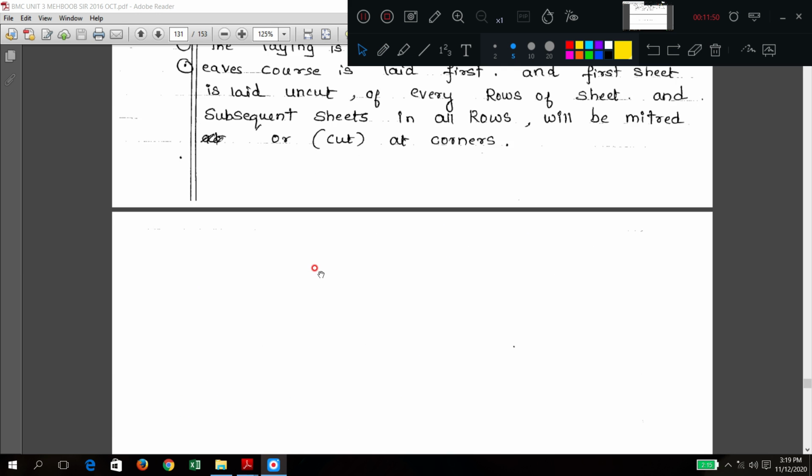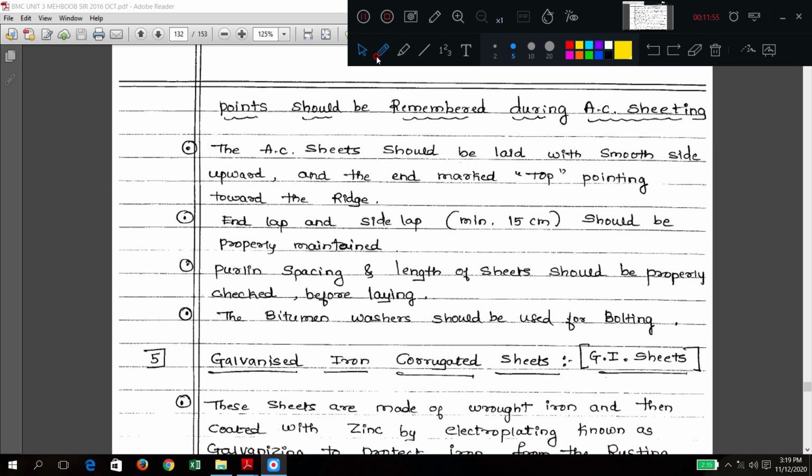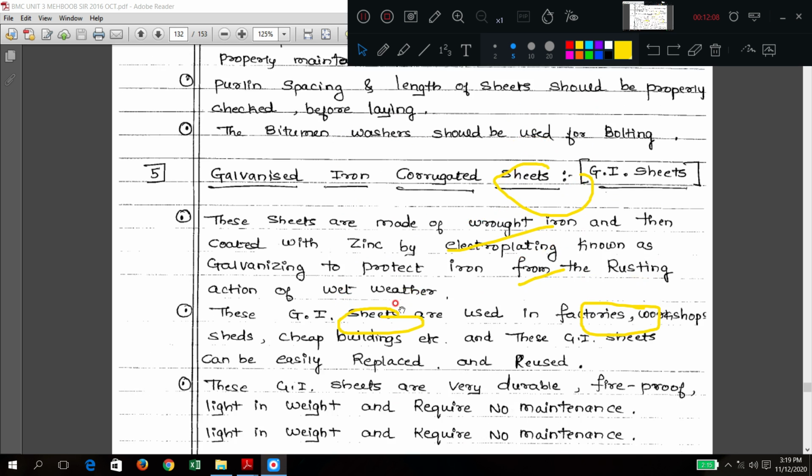Next is AC sheets, points to be remembered. This is all about lapping, which we have covered. A washer should be used with the nut and bolt. These are common points. Whenever you use a nut and bolt, every person knows that a washer should be there.